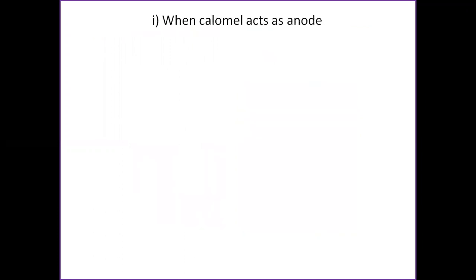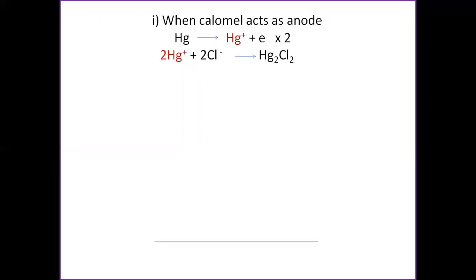In the first case, when Calomel acts as anode, oxidation should happen. During this process, mercury will undergo oxidation to Hg+ plus electron. But once this Hg+ is developed, it will react with Cl- ions and become Hg2Cl2, mercurous chloride. When you balance the reaction happening at anode, you will see the reaction is 2Hg plus 2Cl- giving rise to Hg2Cl2 plus 2 electrons.